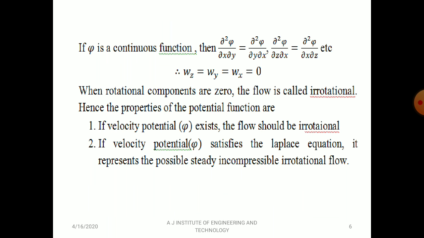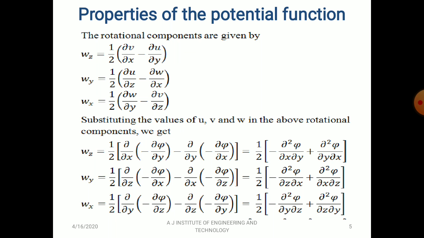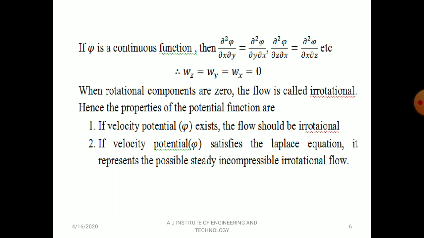So if phi is continuous, then from the property of mass we have dou square phi divided by dou x dou y equal to dou square phi divided by dou y dou x. Similarly, dou square phi divided by dou z dou x is equal to dou square phi divided by dou x dou z, etc. So upon substitution of the above property, we get wz equal to wy equal to wx equal to 0. Because we can see here minus dou square phi divided by dou x dou y is equal to dou square phi dou y dou x, so minus and plus are going to cancel. So we get wz equal to 0, and similarly wy and wx.